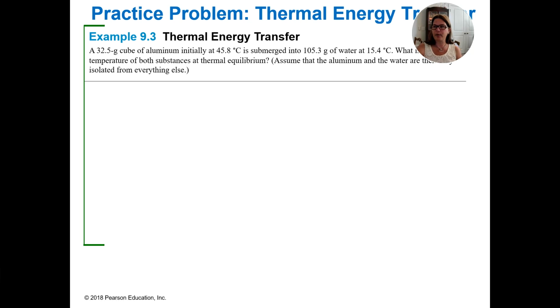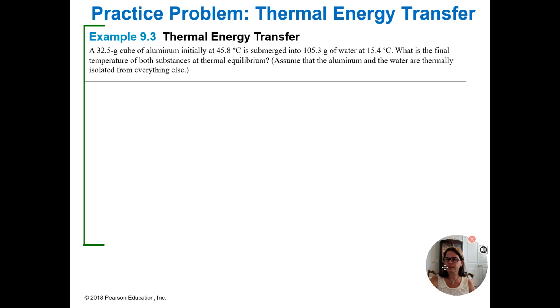So let's look at an example here. You have a 32.5 gram cube of aluminum initially at 45.8 degrees Celsius. It's submerged into 105.3 grams of water at 14 degrees Celsius. What is the final temperature? I'm telling you, finding the final temperature is going to be the most common thing that you see for these types of problems. Note, you're given a mass and a temperature for both the aluminum and the water.